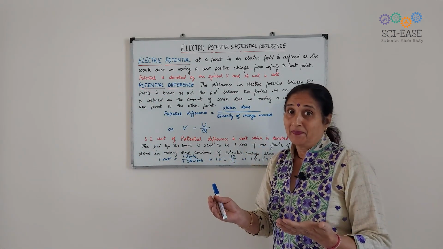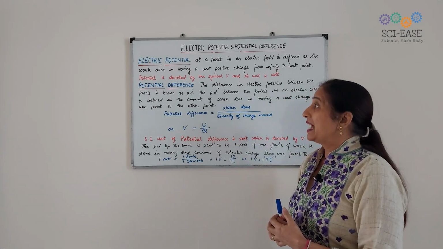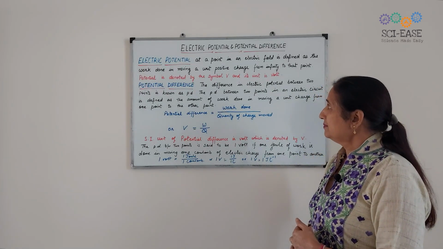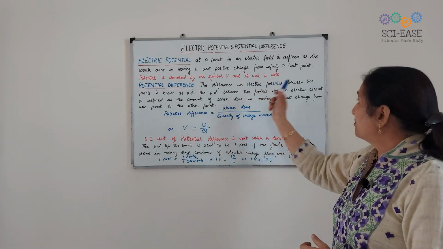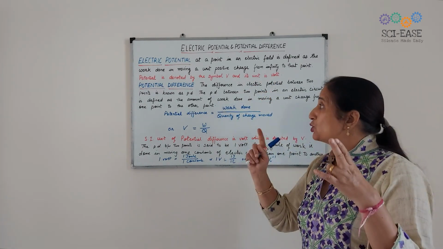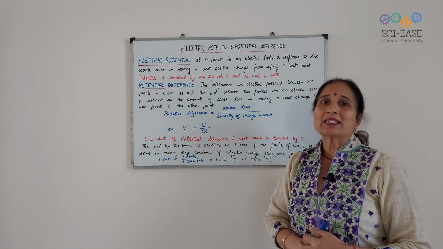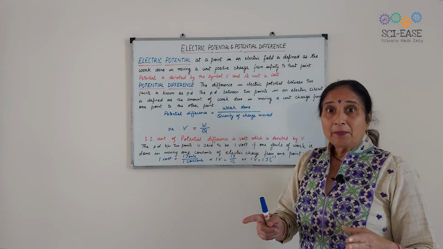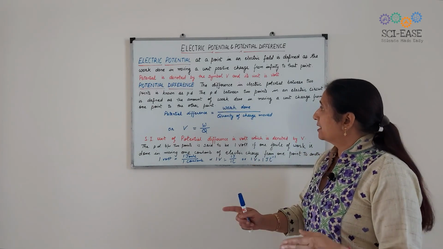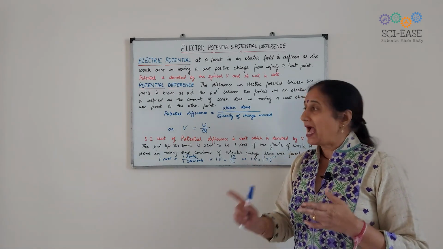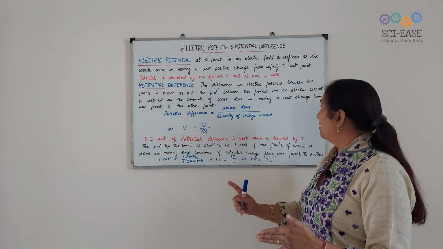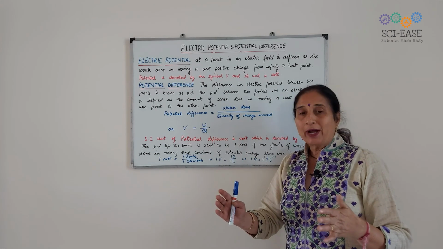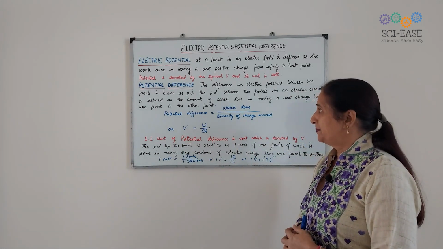A more common term in electricity is potential difference. Very important term. The difference in the electric potential between 2 points is known as the potential difference. Potential difference between 2 points in an electric circuit is defined as the amount of work done in moving a unit charge from one point to the other point.